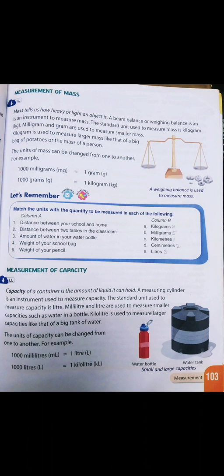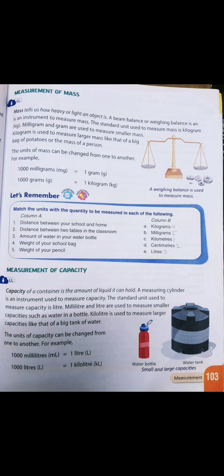measurement of mass. Mass tells us how heavy or light an object is, and beam balance or a weighing balance is an instrument to measure mass, and the standard unit of measure mass is kilogram. Milligram and gram are used to measure smaller mass, and kilogram is used to measure larger mass, like that of a big bag of potatoes and the mass of a person. And the units of mass can be changed from one to another. For example, 1000 milligrams is equal to 1 gram, and 1000 grams is equal to 1 kilogram.